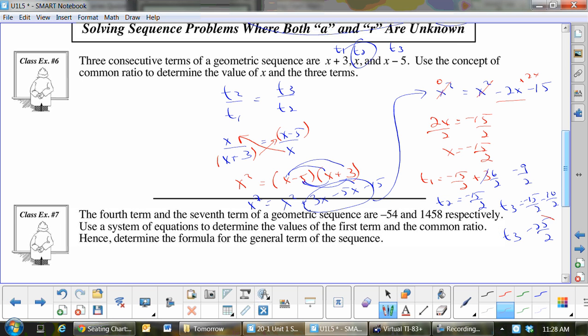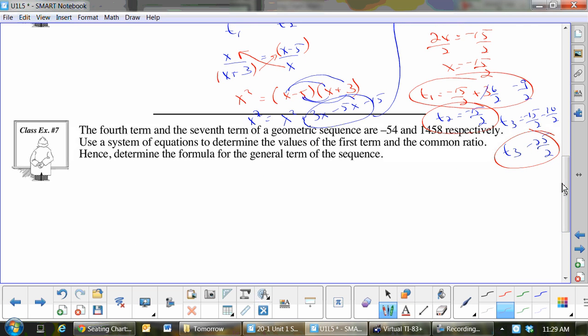Okay, that's T3, this is T2, and this is T1. Okay, one more, let's get through this quick.